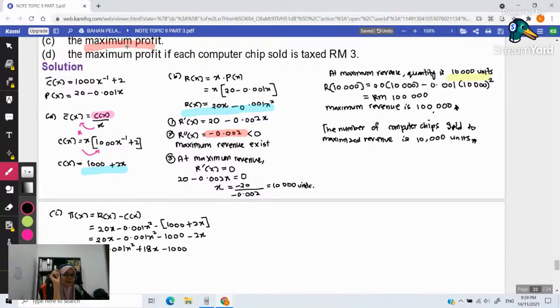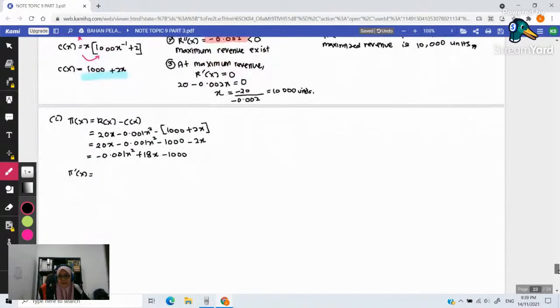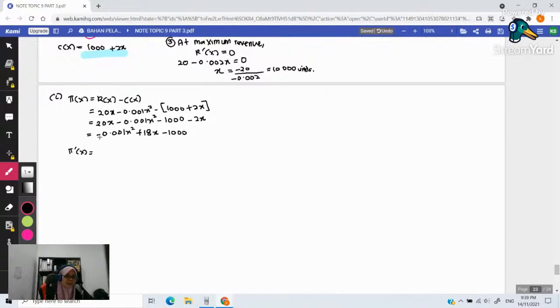You must remember question C asks you to find maximum profit. When the question states maximum, you must follow 3 steps. Step number 1 is to find pi prime x. There are 3 terms here. We differentiate the first term, negative 0.001x squared: copy the power and minus 1, so it becomes negative 0.002x. 18x becomes 18. Minus 1000 differentiates to 0. So this is your first step.